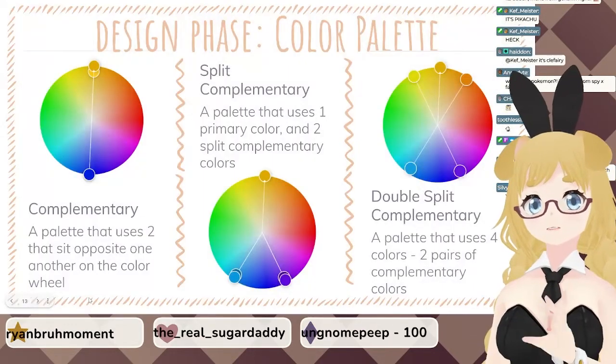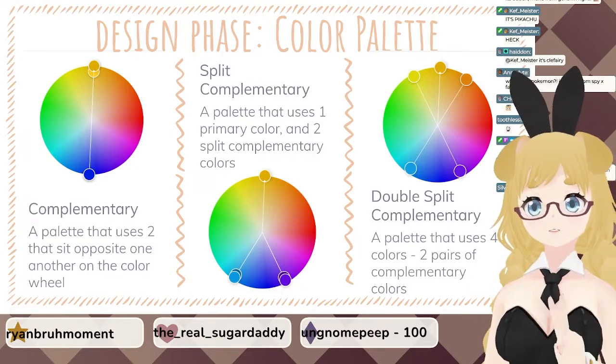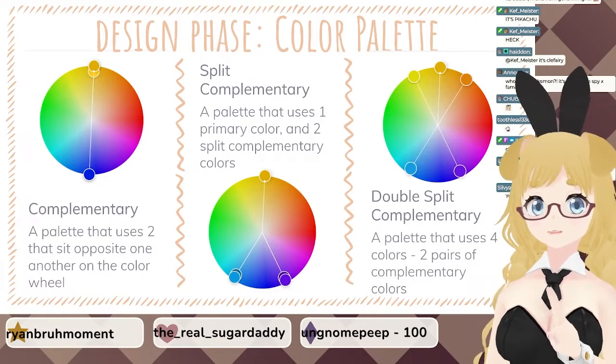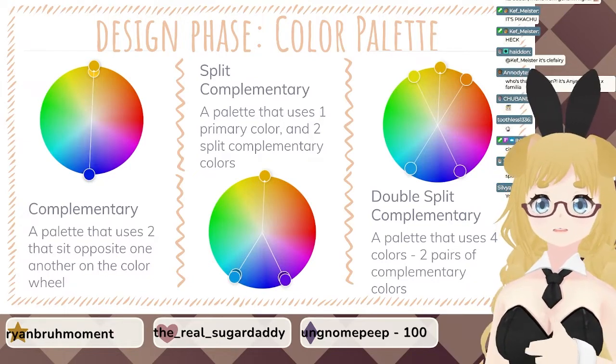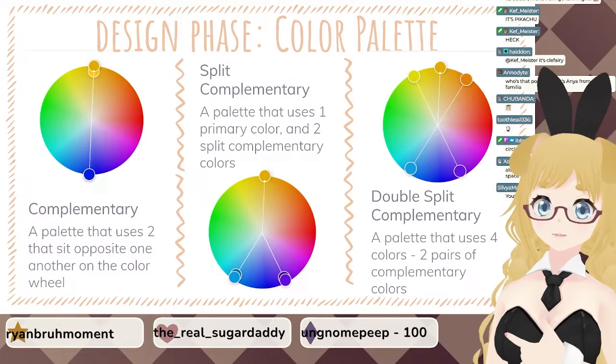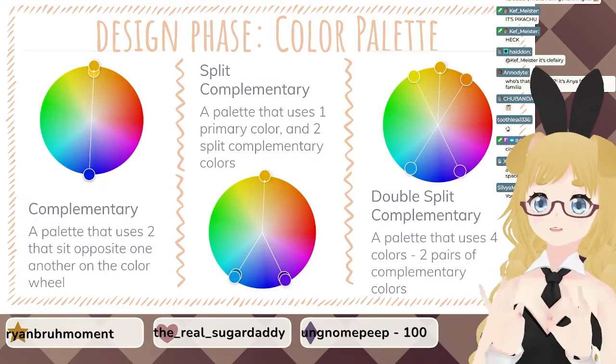Some other options for color palettes. You have complementary color palettes, far left. These are using two colors that sit opposite one another on the color wheel. So in this case, yellow and blue are sort of opposite each other. You can do a split complementary where you'll have a primary color and then two colors that are complementing each other on a split.